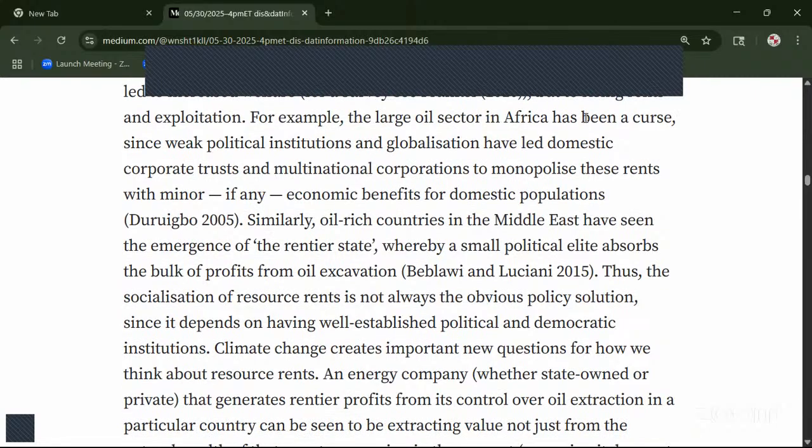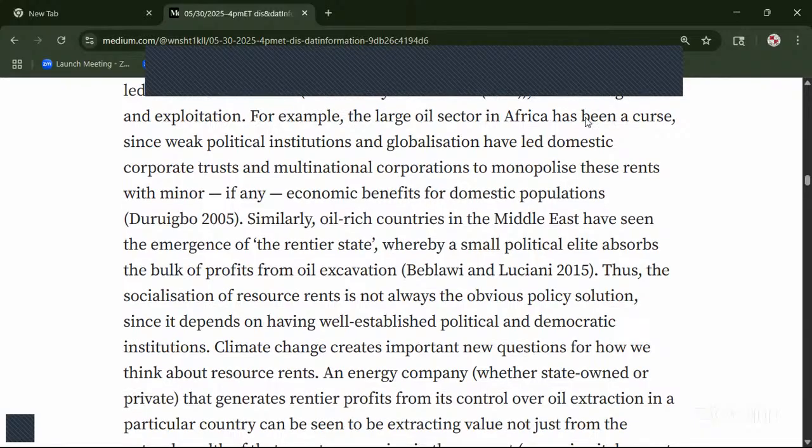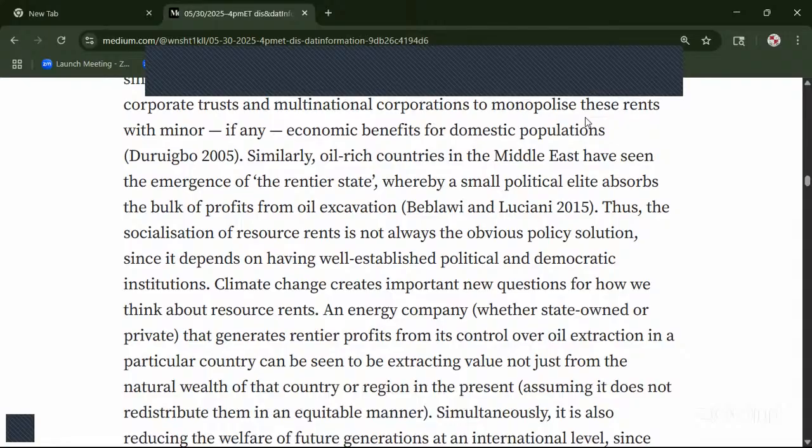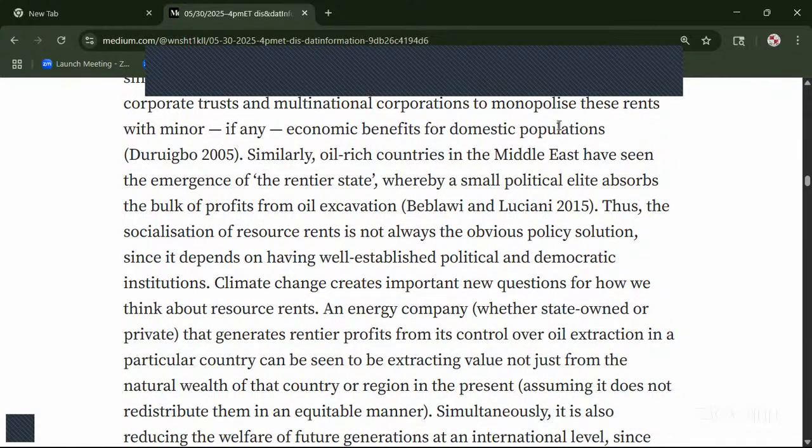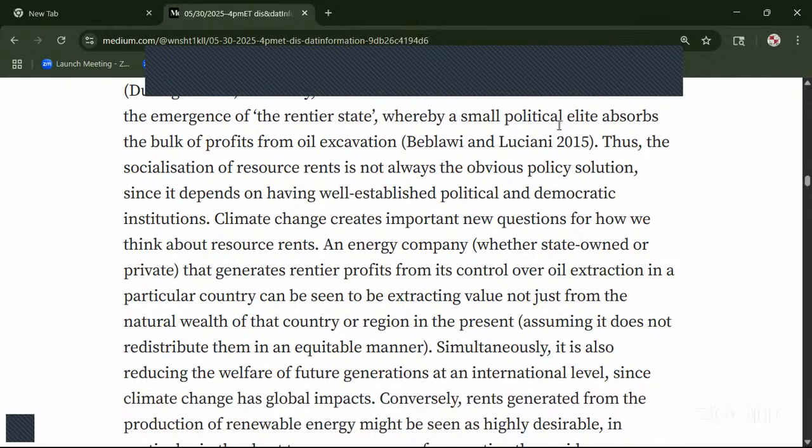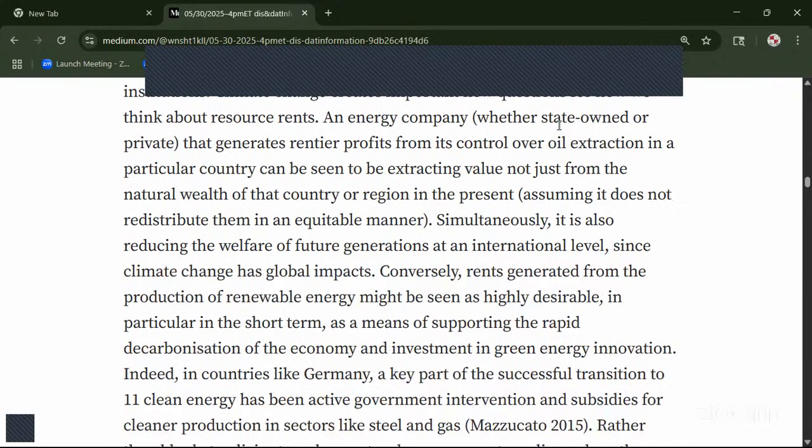Climate rent creates important new questions for how we think about resource rents. An energy company, whether state-owned or private, that generates rentier profits from its control over oil extraction in a particular country could be seen to be extracting value not just from the natural wealth of that country or region in the present, assuming it does not redistribute them in an equitable manner. Simultaneously, it is also reducing the welfare of future generations at an international level since climate change has global impacts.